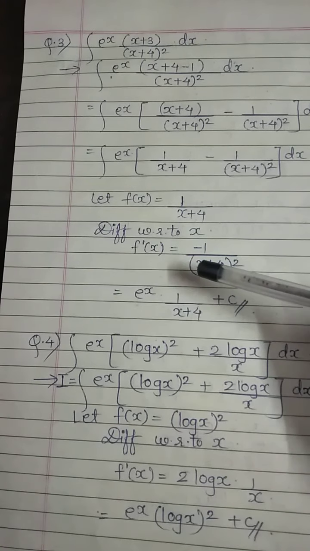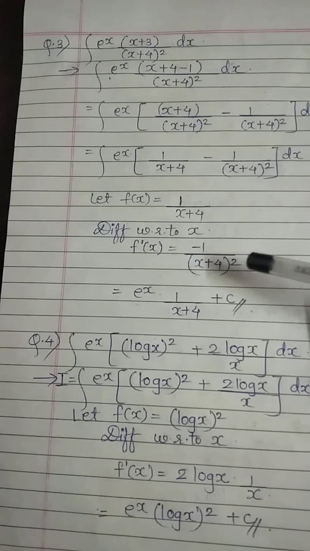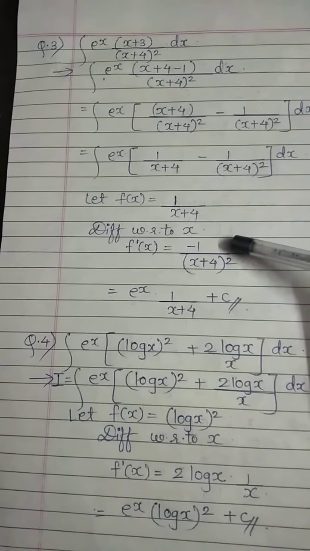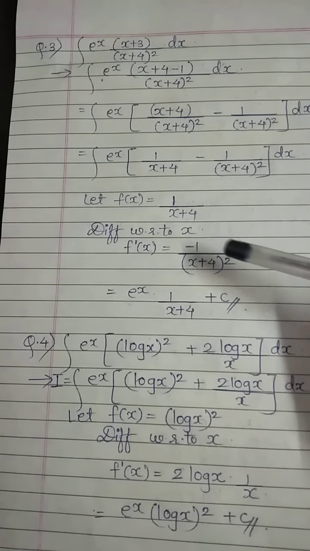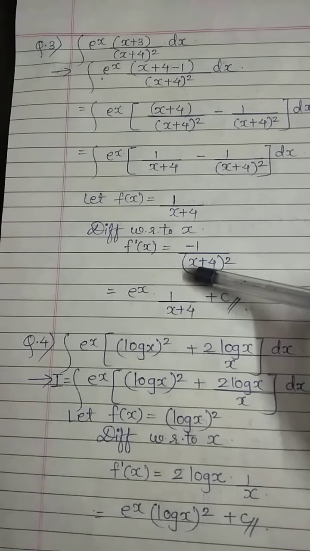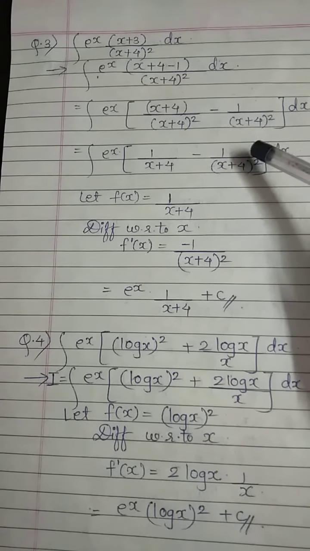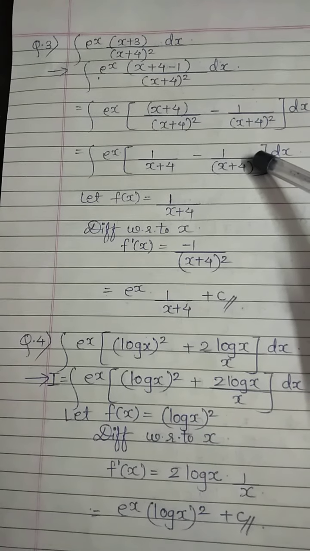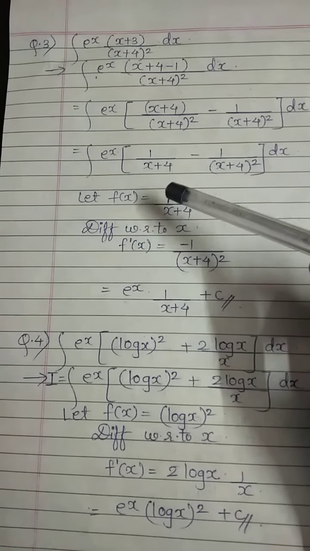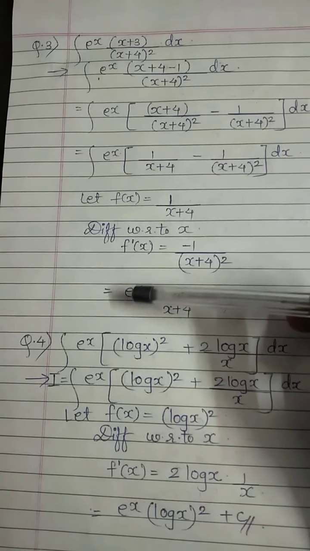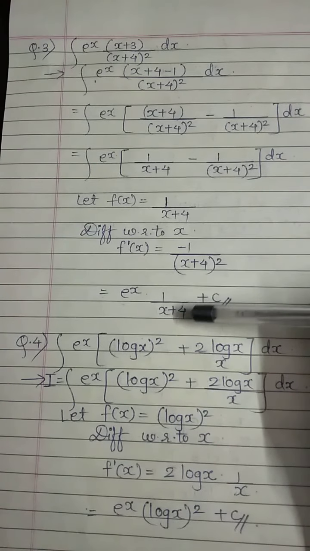And since the coefficient of x is 1, no need to write that coefficient. And if we write that numerator term in the denominator, then that minus 2 will become plus 2. So we will get minus 1 upon x plus 4 the whole square. That means we are getting the required answer as a derivative. So we can write the answer as e raised to x into f of x, so e raised to x into 1 upon x plus 4, plus c.